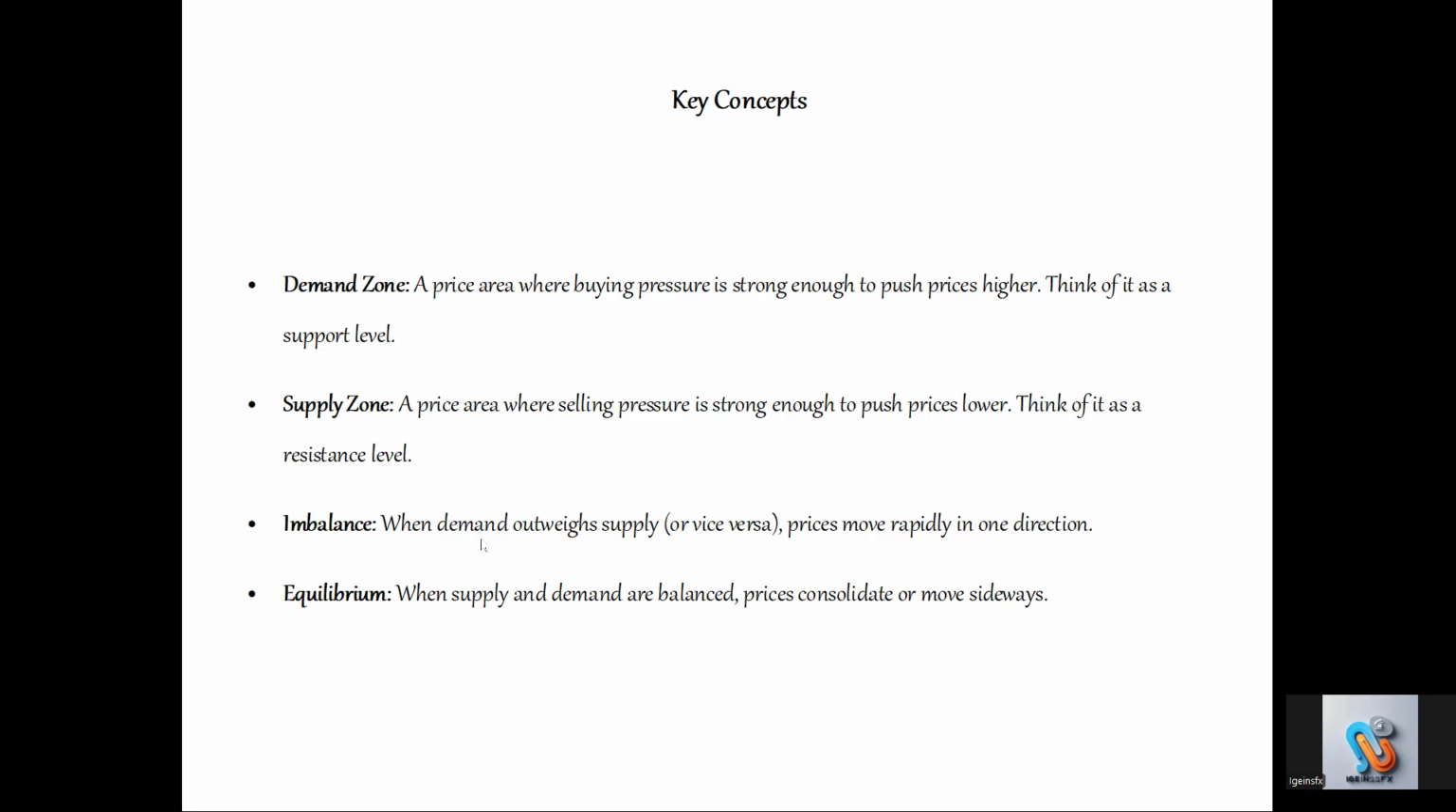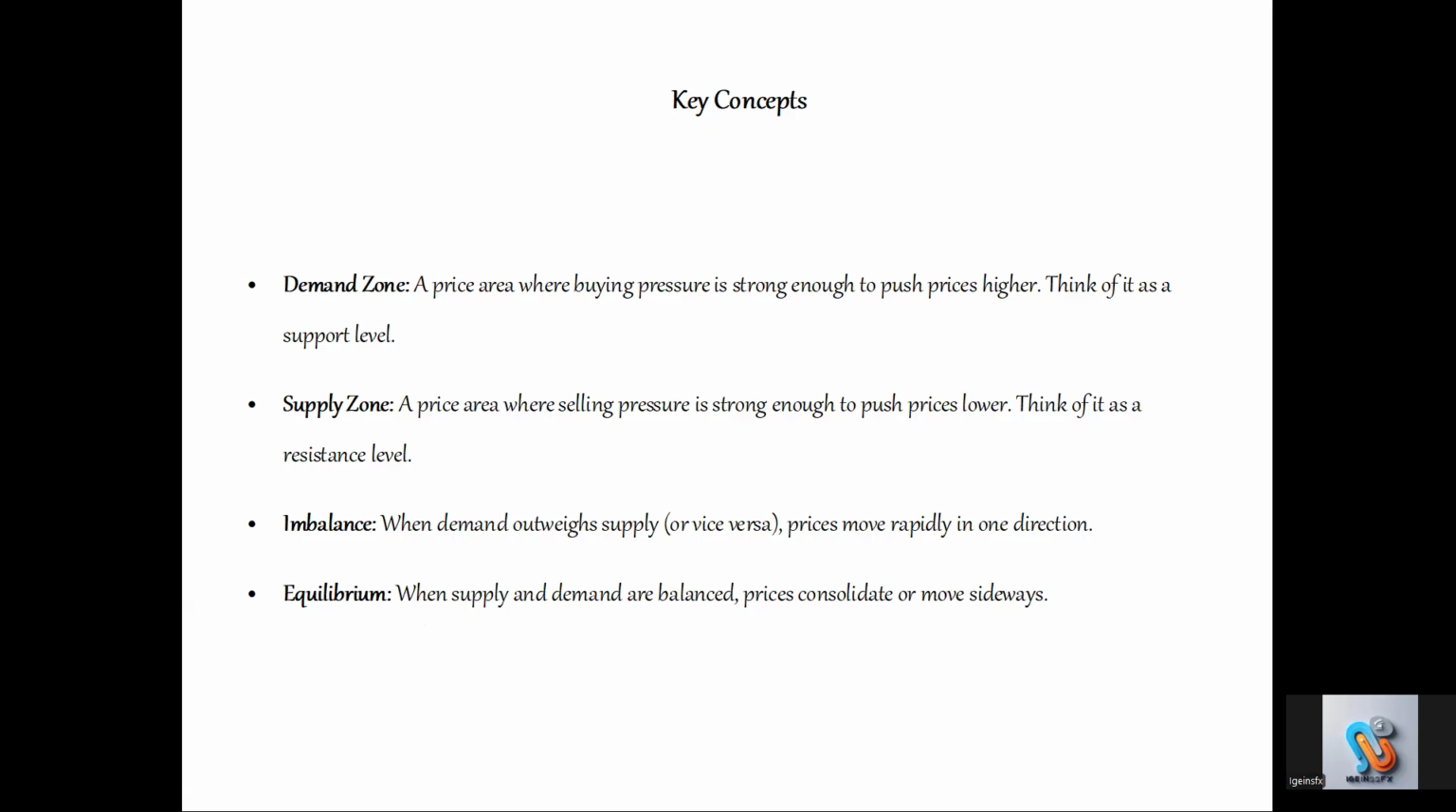If price takes off from a demand zone, at that point, there will be a battle between sellers and buyers. Now, when buyers outweigh the sellers, that means demand outweighs supply. There will be a rapid movement. The price will move rapidly in one direction. All right? Like I told you guys, the movement of the price when it takes off from demand, that is when you will know that the big boys are in the market.